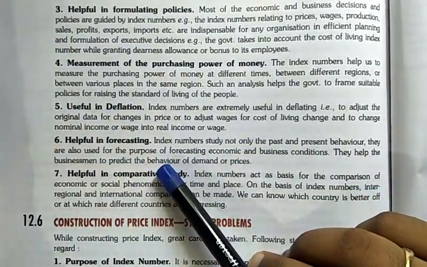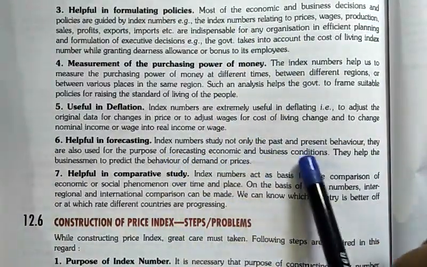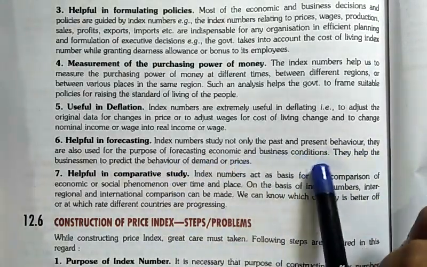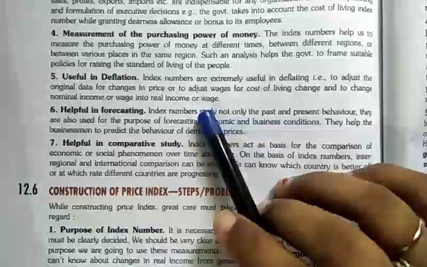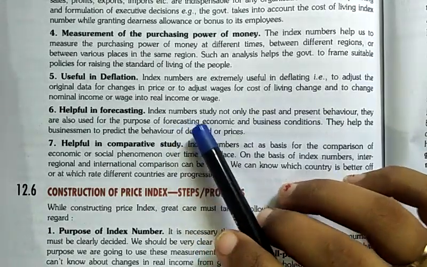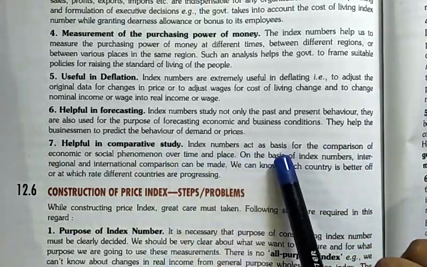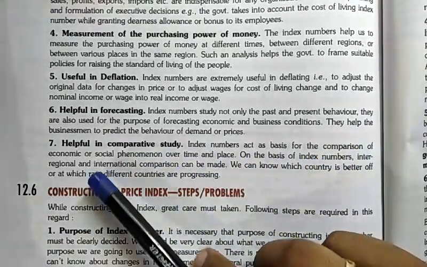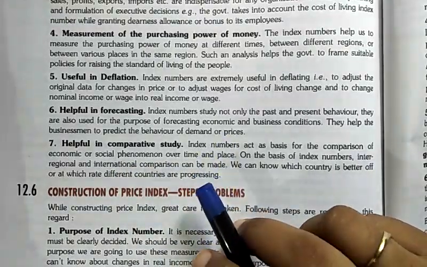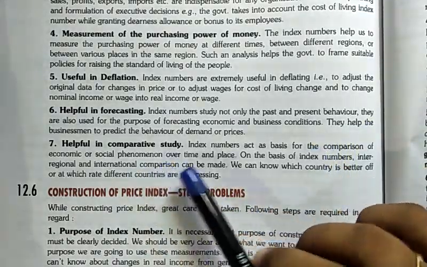Help in forecasting. Formulating policy and forecasting are much the same. Index numbers study not only past and present behavior but are also helpful to forecast economic and business conditions. On the basis of index numbers we can find out the previous and current performance, and on that basis plans are made for the future. Help in comparative study. Index numbers act as a basis of comparison of economic or social phenomena over a period of time. In index numbers we take one base year, and the base year performance is compared with the other years. So it is helpful for comparative study.